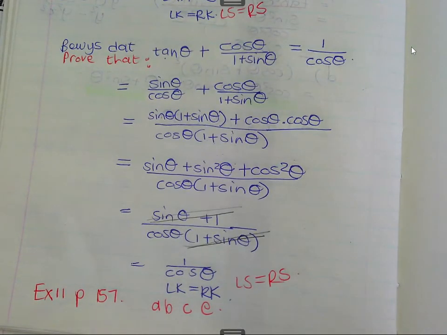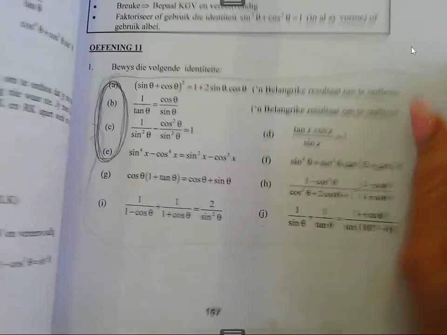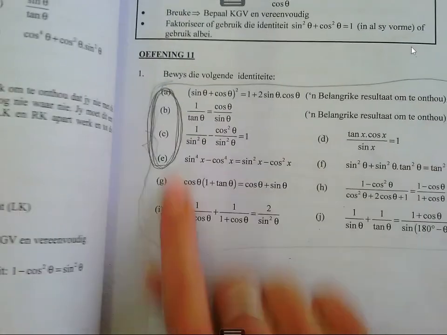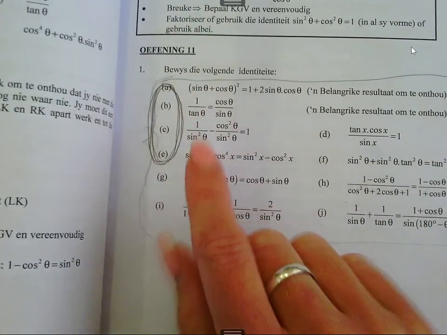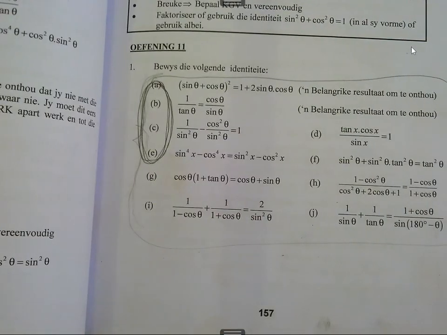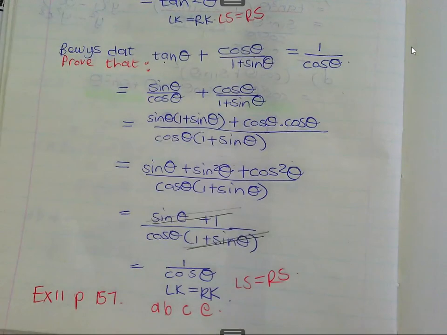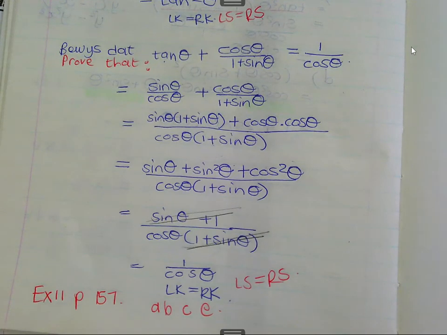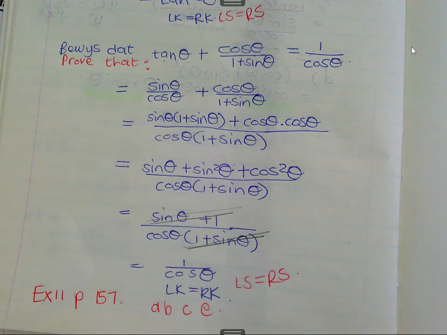Do you understand, grade 11s? Are you sure? You're going to try this for me for tomorrow? In the textbook, they say it's exercise 11. We know the last one we did was exercise 7. But it should be 8, but it says 11 in the textbook. On page 157, A, B, C, and E. There it is on the board.